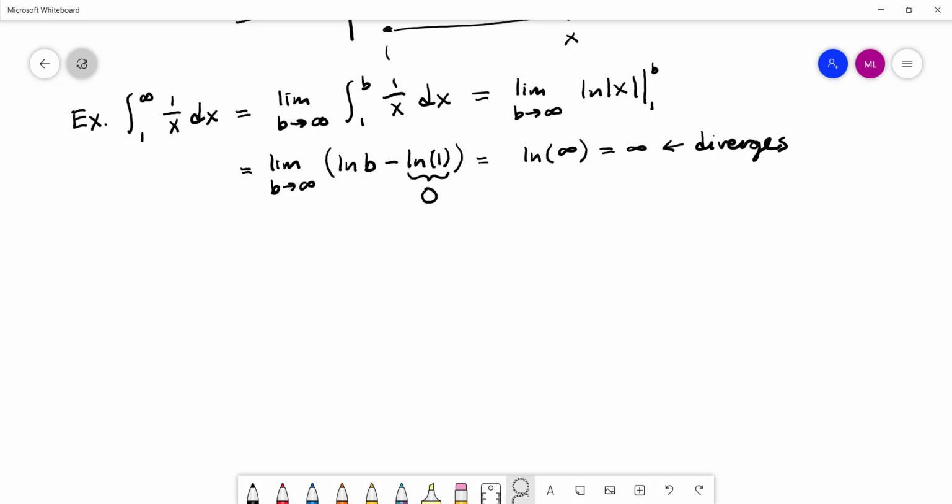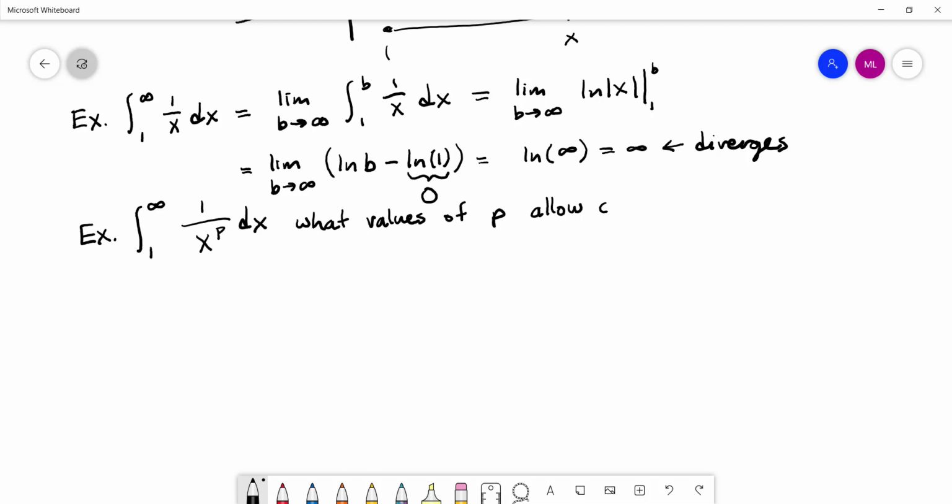Okay, there's a couple of examples. Let's do one that will hopefully make sense in light of all these examples that we just looked at. I want to do the integral from 1 to infinity of 1 over x to the power p. So p just standing for power. What values of p allow for convergence?